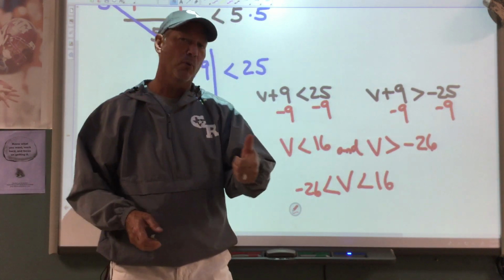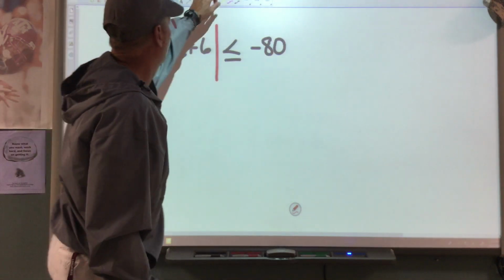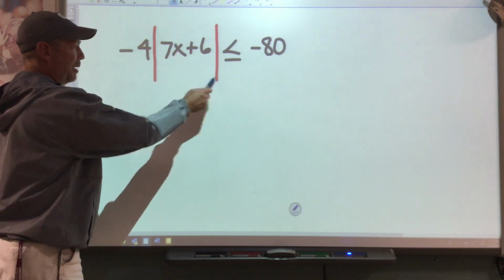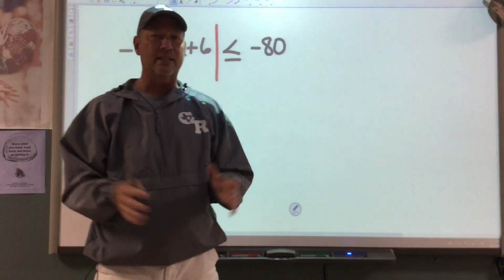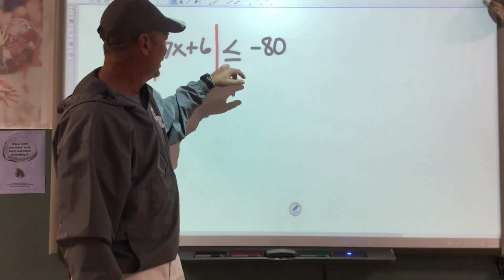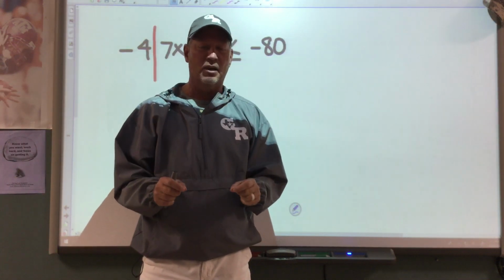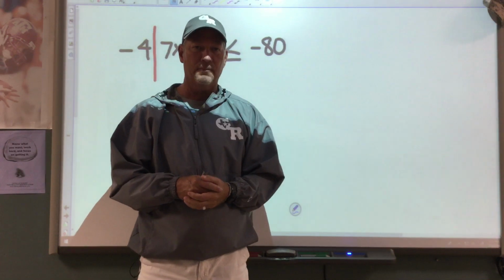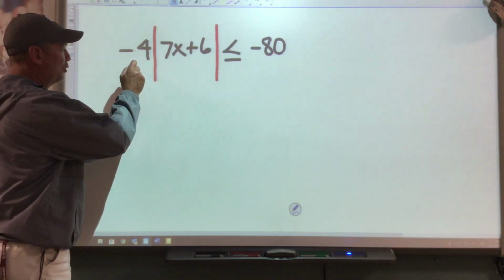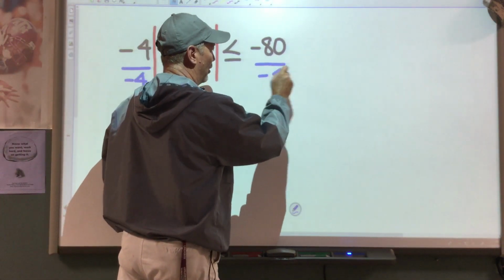Okay? Let's try one more example because this is not bad. All right, my absolute value is not by itself. So don't make a decision all of a sudden and say, oh, there it is, that's a no solution, it's going to be less than a negative number. Absolute value is not by itself. You cannot make a decision yet. So we're going to get my absolute value by itself. We're going to divide by negative 4.